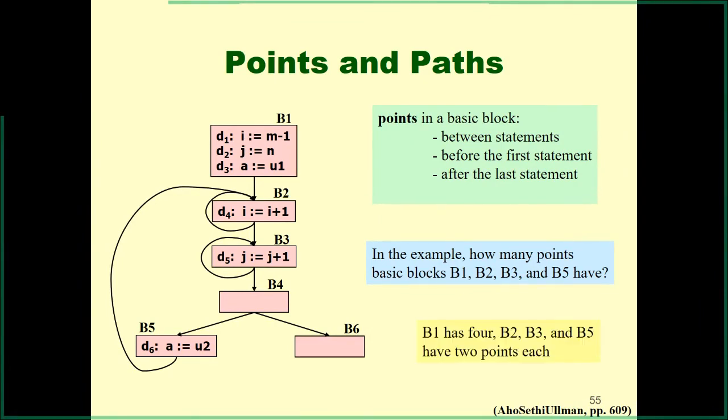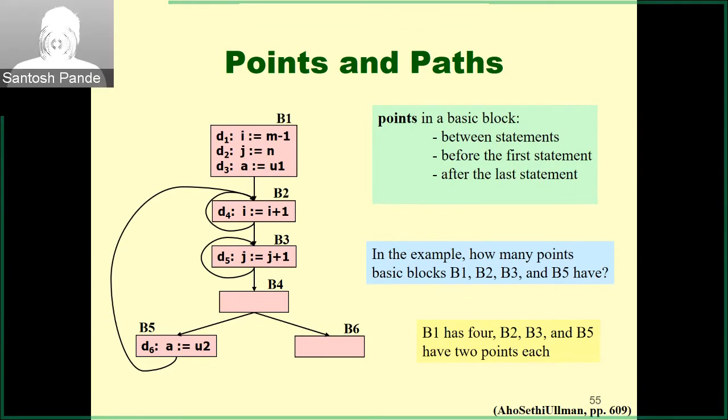So the answer to this question about the number of points is: B1 has 4 points. One is before D1, next is after D1, the third is after D2, and the fourth is after D3. So there are 4 points. B2, B3, B5 have 2 points. One is before each of the definitions, the second is after. So each one of them has 2 points.